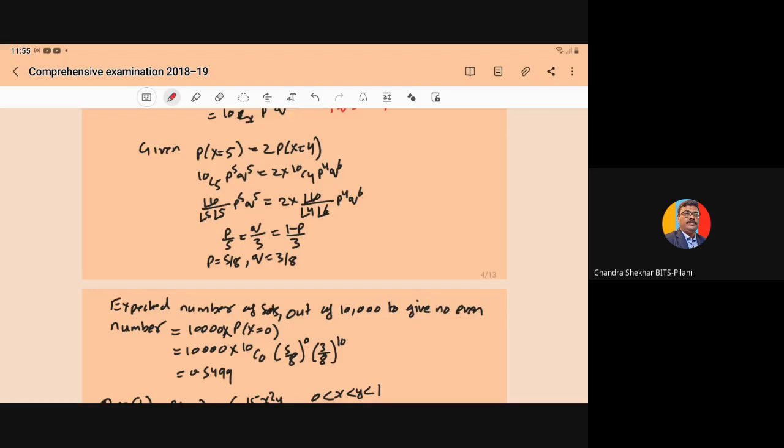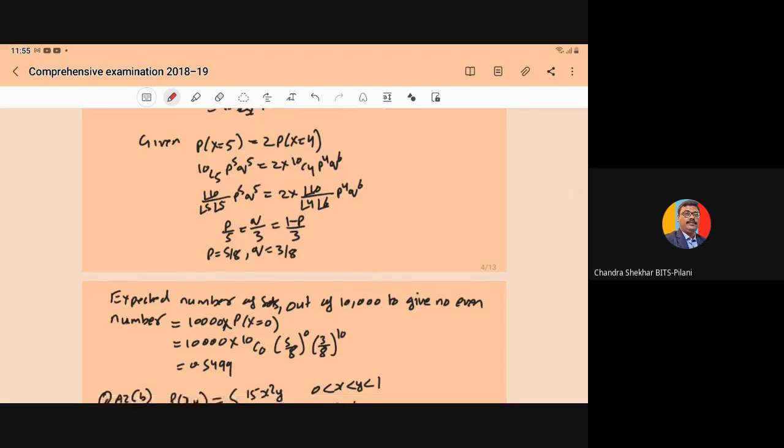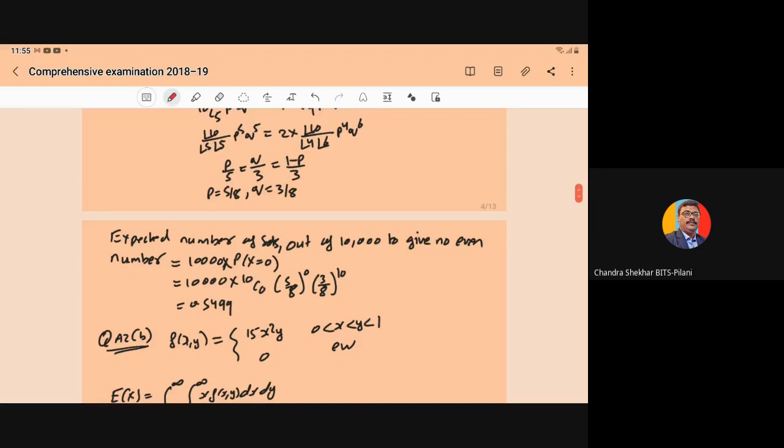Now in the question they have asked the expected number of sets out of the 10,000 sets of 10 throws to give no even number. No even number means it will become 10,000 into probability of X equal to 0. So now we know the value of p. So 10,000 into 10C0, (5 upon 8) to power 0 into (3 upon 8) to power 10. So here, on solving, you will get the required probability.